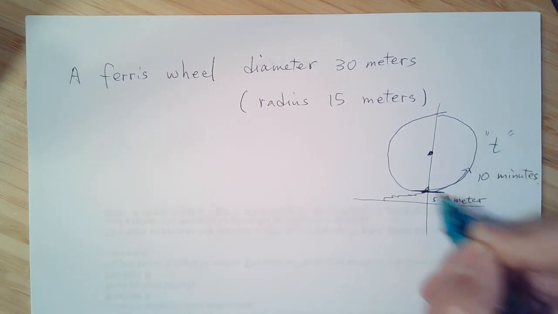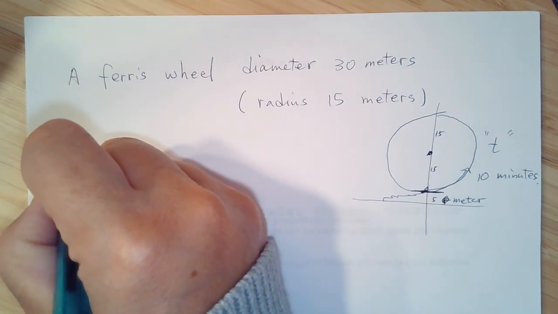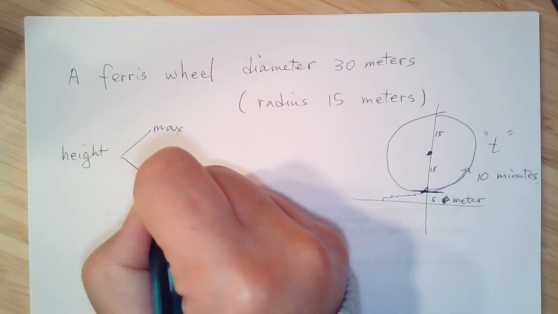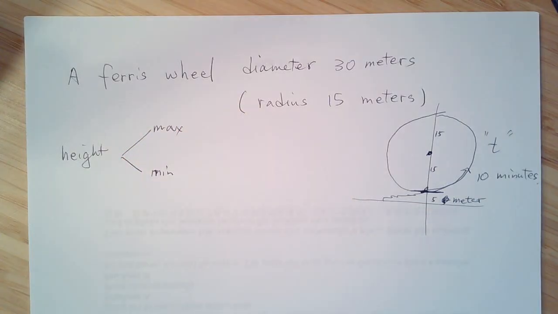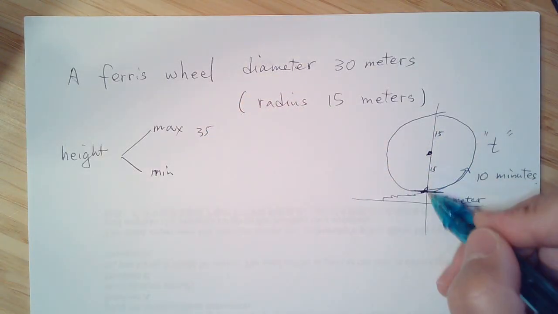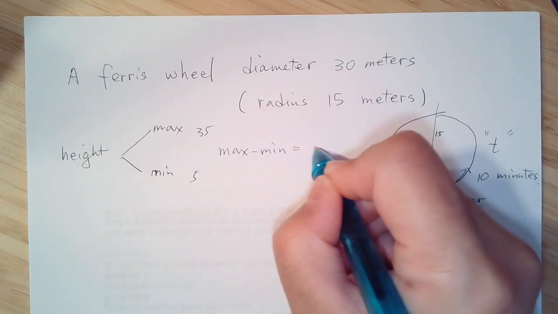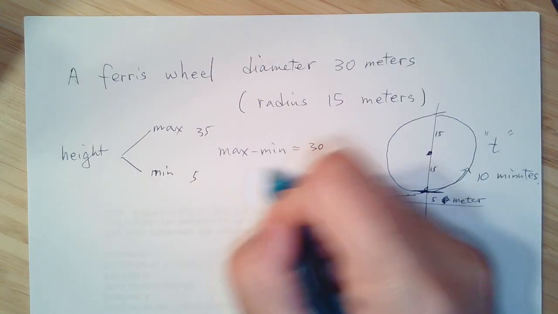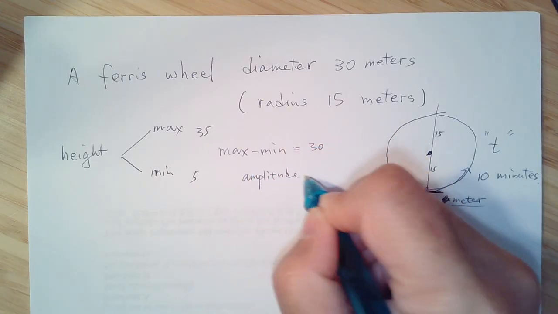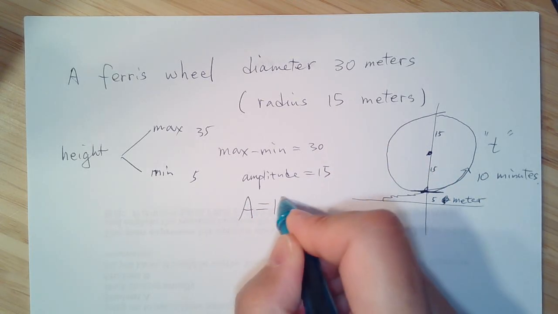Isn't it interesting? Okay, so here's a 15, here's a 15. Now, the height, what's the maximum height? And what's the minimum height? The maximum is going to be 35, right? And the minimum is 5. So the max minus the minimum is 30, and half of that, which gives you the amplitude, is 15, which is the same as the radius. So I know my a equals 15. Perfect.